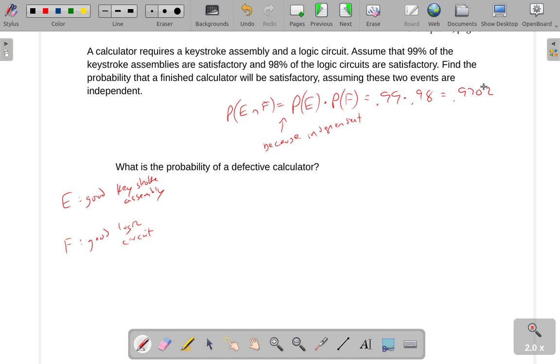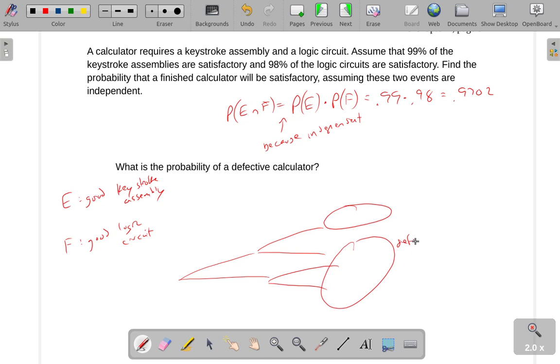What is the probability of a defective calculator? Well, a defective calculator, if I was to think about my tree diagram, getting a good calculator would be this one. Defective would be all of these. So if I wanted to figure out the probability of getting a defective calculator, I would actually have to figure out this one plus that one plus that one.